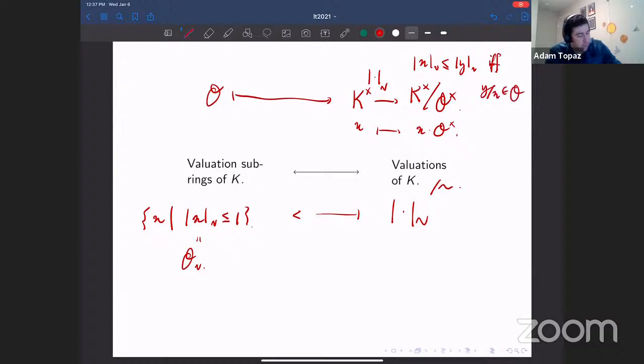Okay? And because for any element of the field, for every x and y, either x over y or y over x is in O, this is actually a total order. Okay. All right, so there's this one-to-one correspondence between valuation rings and valuations.